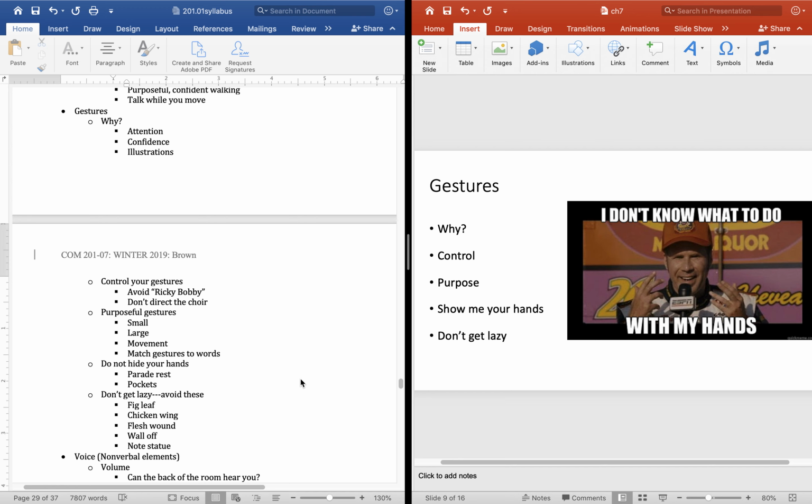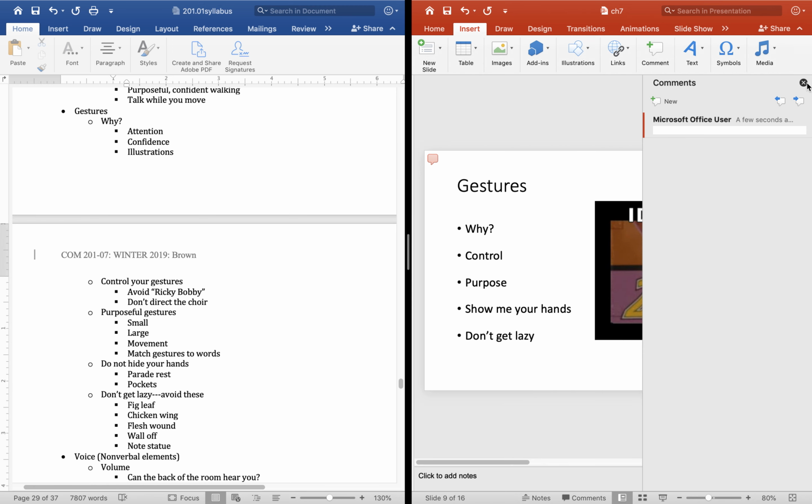And again, the only time that you might use your hand in a pocket is, first, one pocket, and two, it's to show that you're relaxed, not to hide a shaking hand or something like that. Now, I've got some specific gestures that I want you to avoid, and I'll go through those here with you.